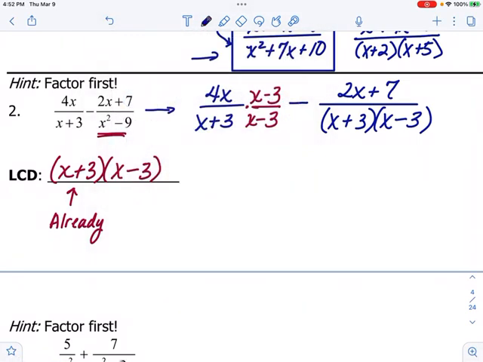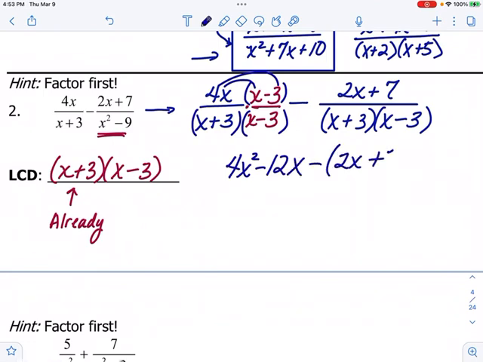Now, I'm going to bring things down. Remember, I'm going to multiply those, and the denominators, I'm going to leave them in factored form as I go through this. So I get the following. 4x squared, I distribute here, minus 12x minus the quantity 2x plus 7. I always tend to do that when I'm subtracting. I want to be careful that I don't make a mistake. You can't forget that you have to distribute the negative sign to the 7 as well.